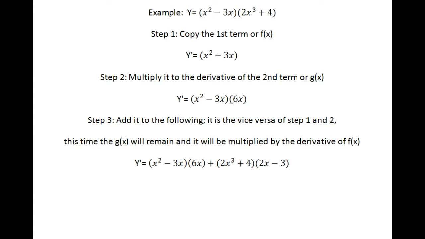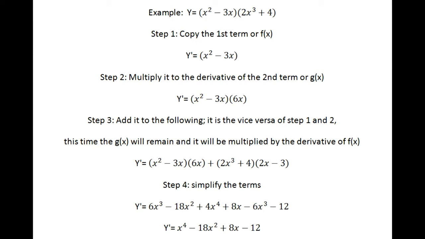And kapag nakuha natin tong lahat, we will go on to the fourth step. Yung fourth step na to, isi-simplify lang natin siya. So, ita-transpose natin pala, and then, mag-add or minus tayo. So, 6x times x squared equals 6x cubed.